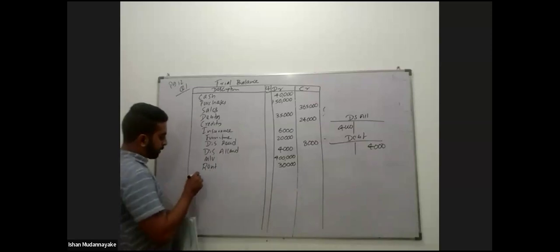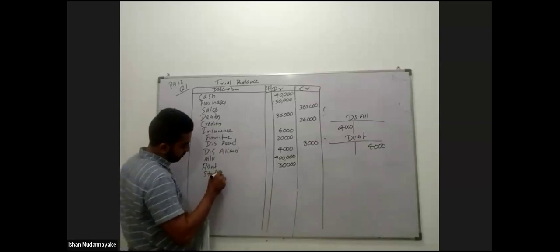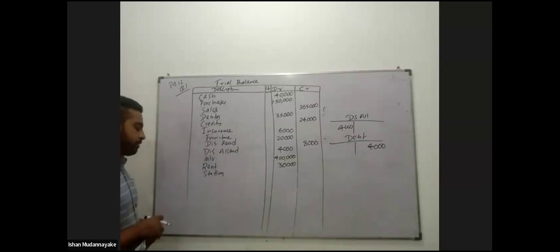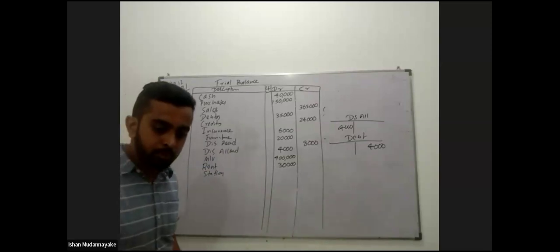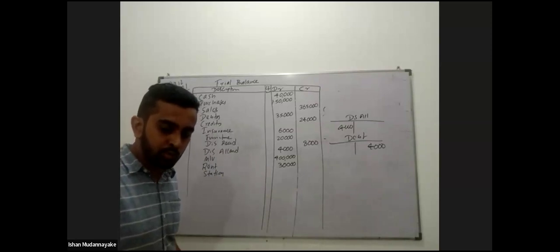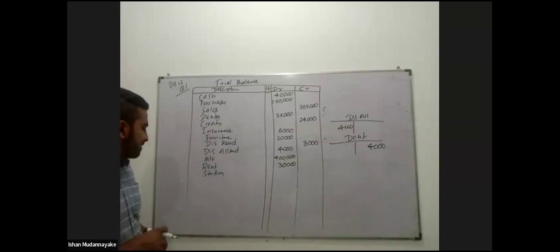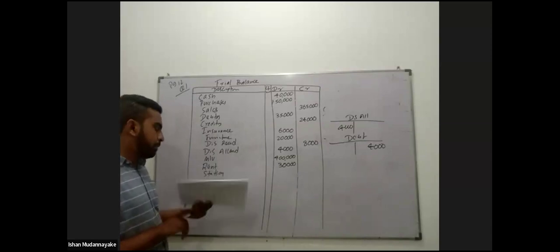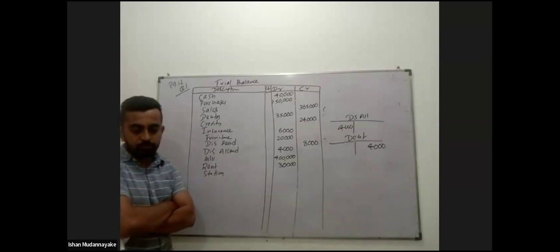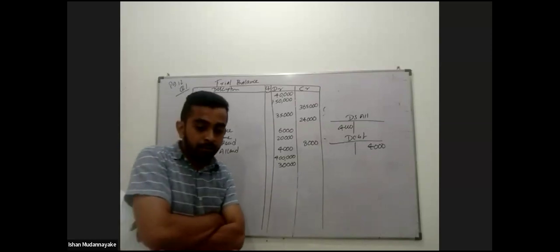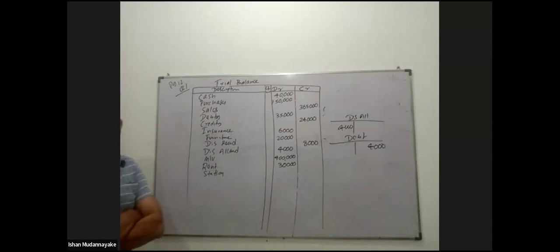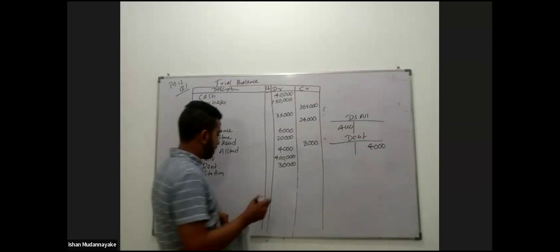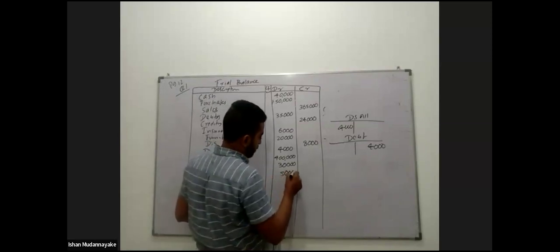Stationery expense. Stationery, debit side or credit side? Our stationery is 5,000. Debit side. Cash book credit, stationery account debit. Stationery debit side 5,000. Right.